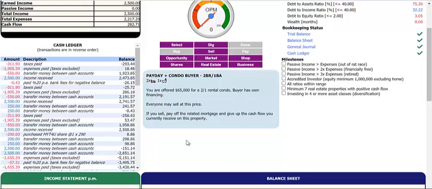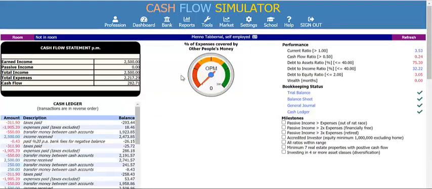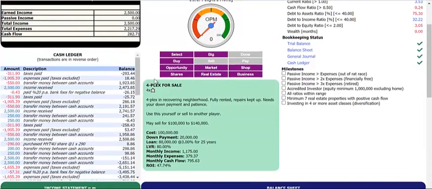Okay, so we can keep going and selecting more cards, and eventually we might find something that we want to buy. If the clicking works, that is even better. There we go. I didn't press hard enough. So we have a fourplex for sale here. The cost is $100,000. The down payment is $20,000. Let's say that we want to buy this one.